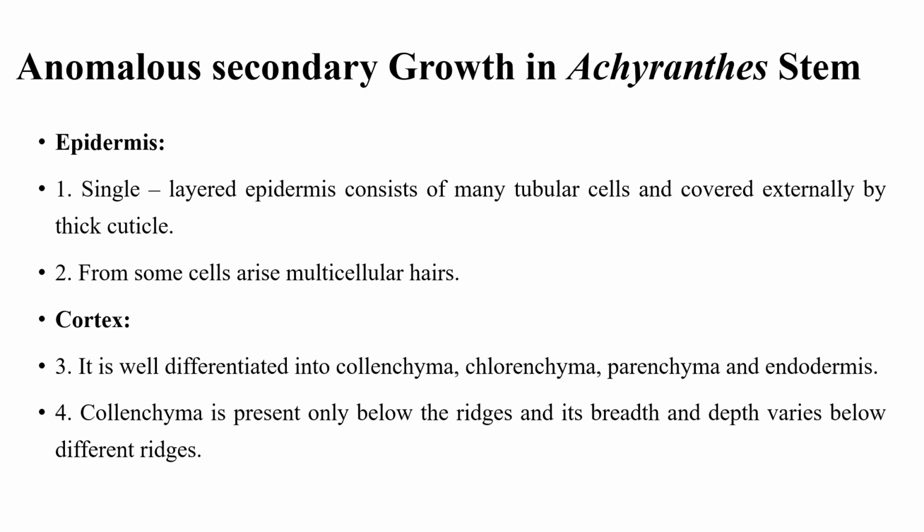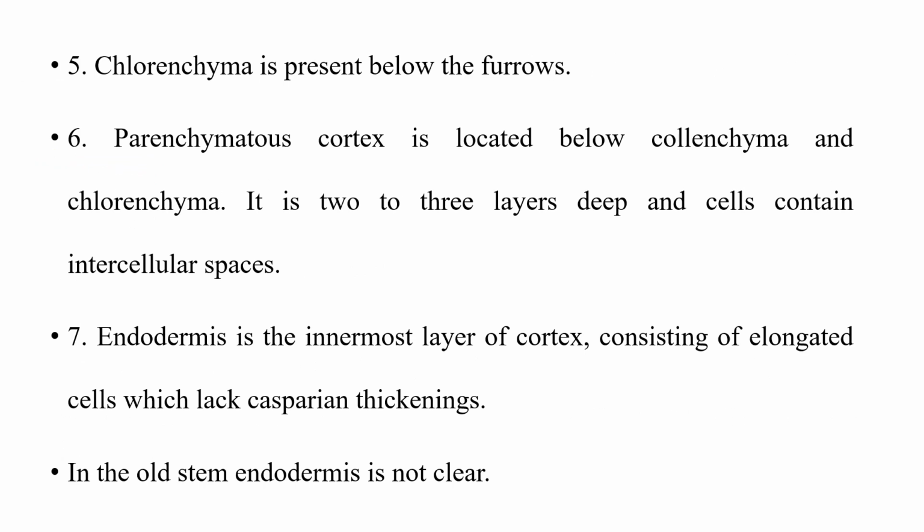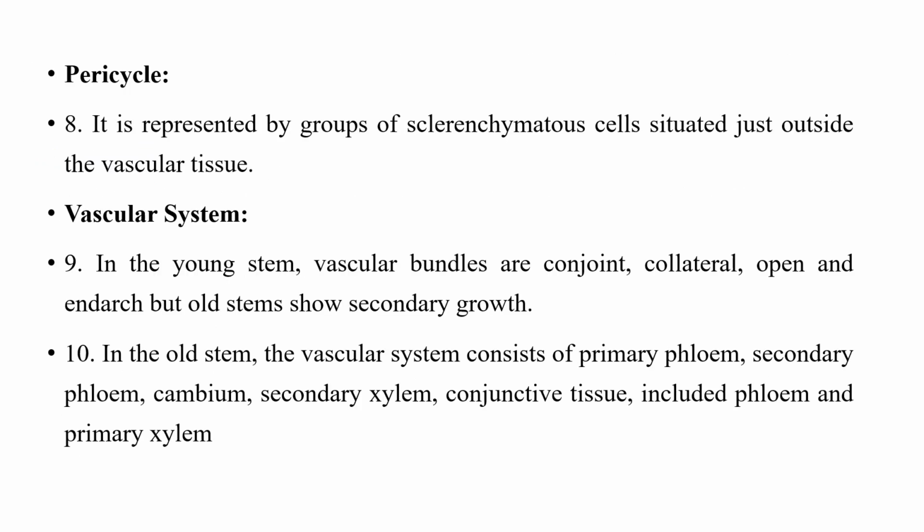Then anomalous secondary growth in Achyranthes stem. So, these are the structures of the stem. At first the epidermis, then cortex, then the vascular system. In young stem, the vascular bundles are conjoint, collateral, open and endarch. But old stem shows the secondary growth.